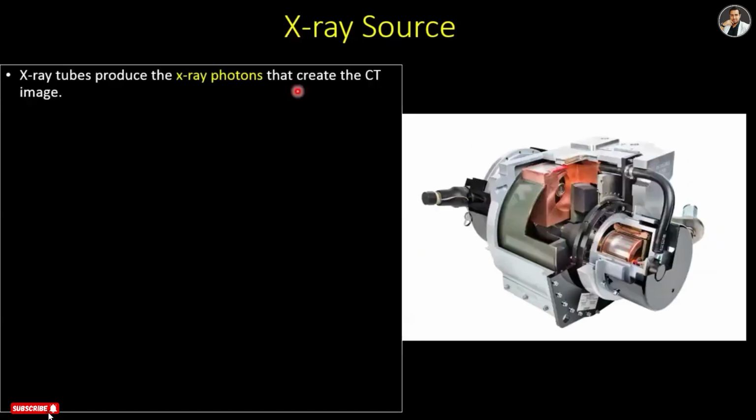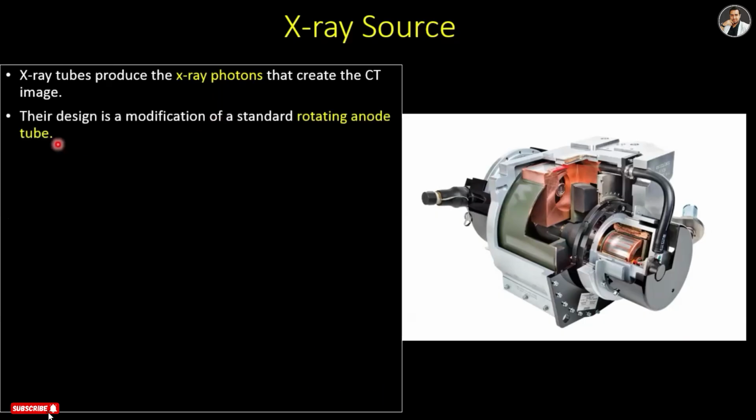Now we will see the X-ray tube, the X-ray source. This is an X-ray tube. The X-ray tube produces the X-ray photons that create the CT image. When the X-ray photons come out of the tube, they enter the body of the patient. Then the detector collects data and sends it to the computer. The computer processes the CT image.